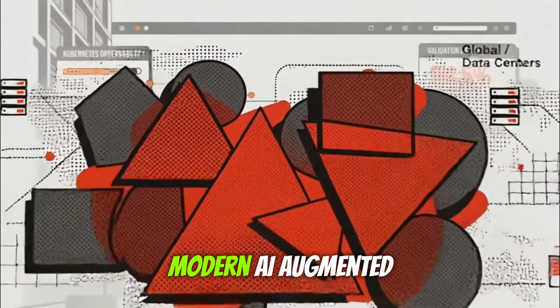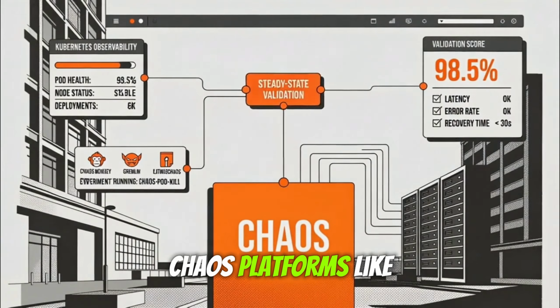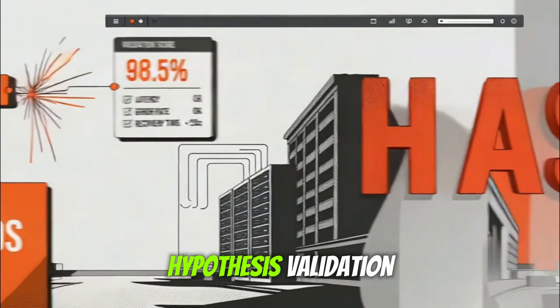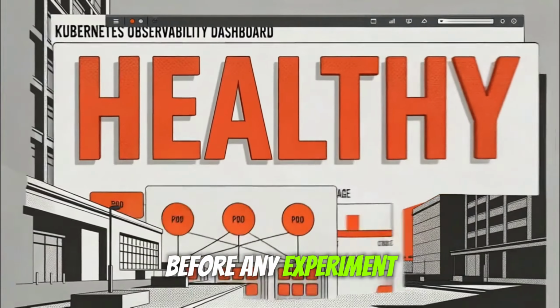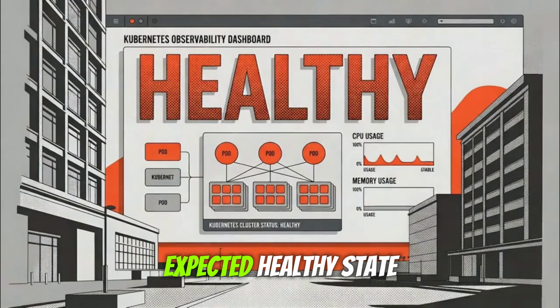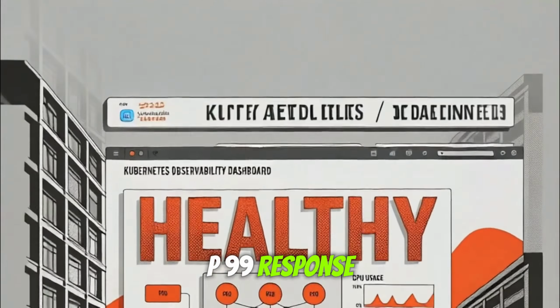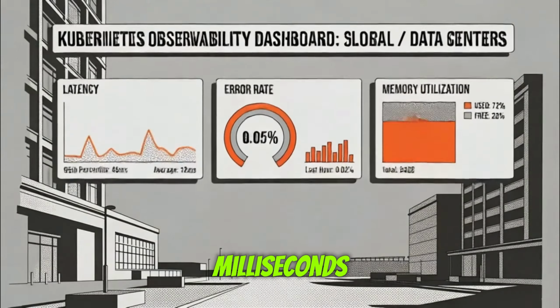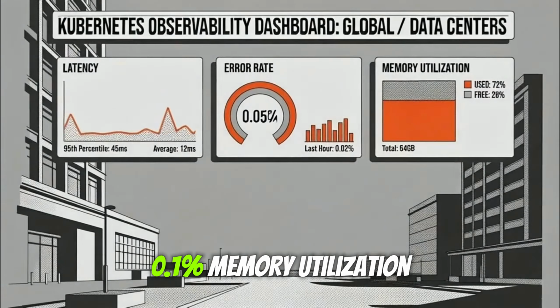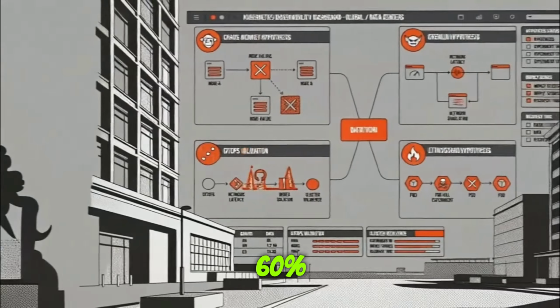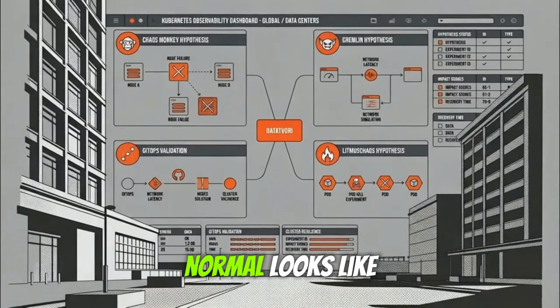Modern AI-augmented chaos platforms like Gremlin and Litmus Chaos use what practitioners call steady-state hypothesis validation. Before any experiment runs, you define the expected healthy state of your system. P99 response latency under 200 milliseconds. Error rate below 0.1%. Memory utilization between 40 and 60%. These are your hypotheses about what normal looks like.